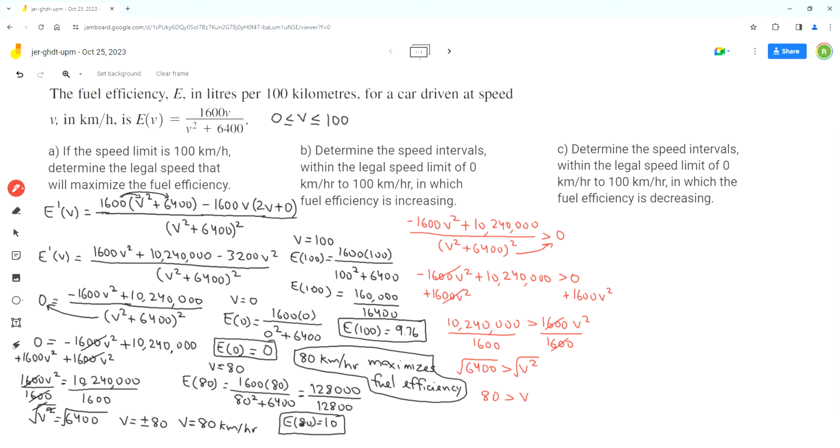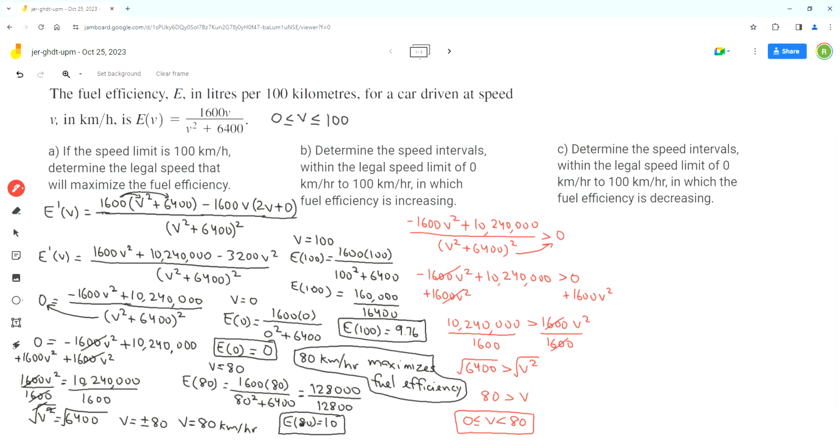Now since the interval that we found for V is from 0 to 100, the final answer should be that V is greater than or equal to 0 and less than 80, and this should be the final answer for part B. So this is the speed interval in which the fuel efficiency is increasing.